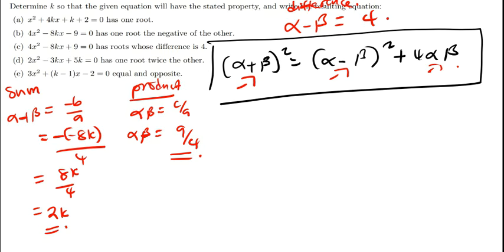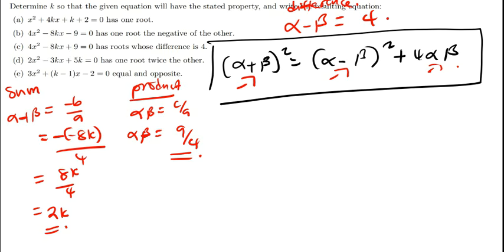Okay, so this is the identity we use. Now this identity, if you want to understand it more, there is a video that I explained on how to derive these identities. Now you already have the sum, the difference, and the product. You just plug in the values and find the value of k.